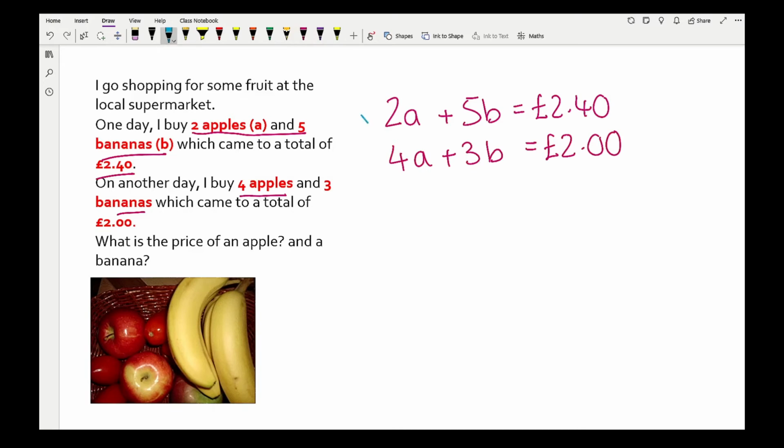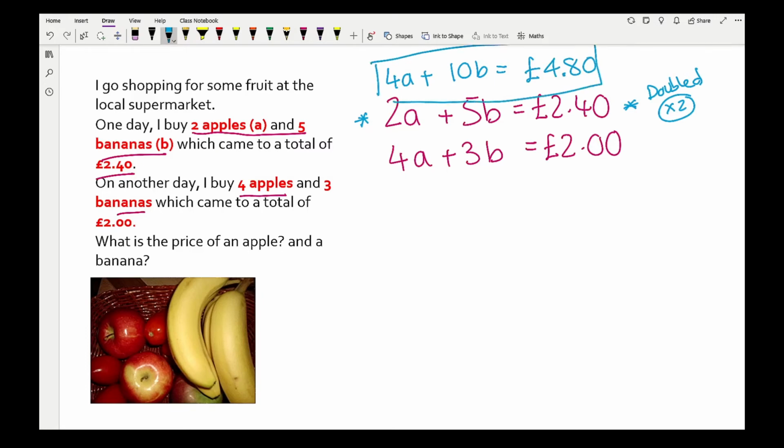So if I take the first order, and let's say I doubled it, so in other words, I multiplied everything by 2, then I would get 4 apples and 10 bananas. Now if I'm doubling the order, I need to double the price, which would actually come up to £4.80. And so now you can see that using this equation and this equation, I've now got the same number of apples in both orders.